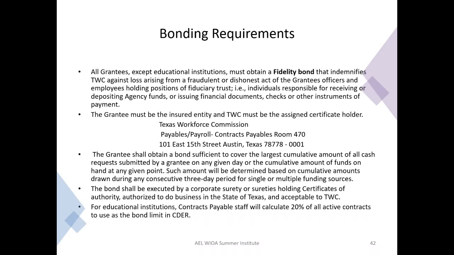So we get questions of how much should it be, and it should cover the largest cumulative amount of all cash that you could submit and have in your possession in any 3-day period. This goes back to one of the rules that Tim mentioned earlier, that the system will check against your bond amount for a rolling 3-day period to make sure that you haven't drawn in excess of your bond amount or the 20% of your contracts.